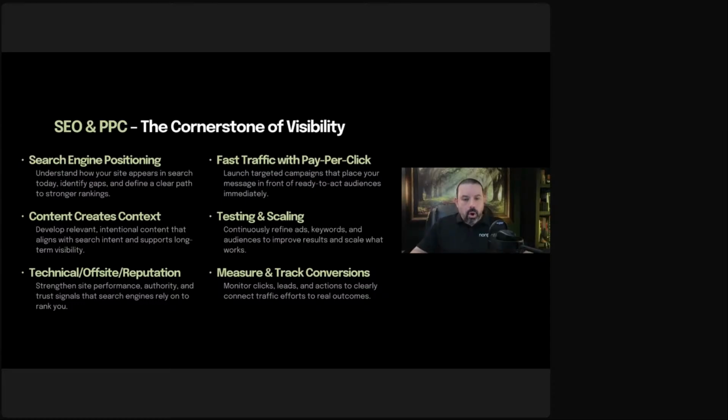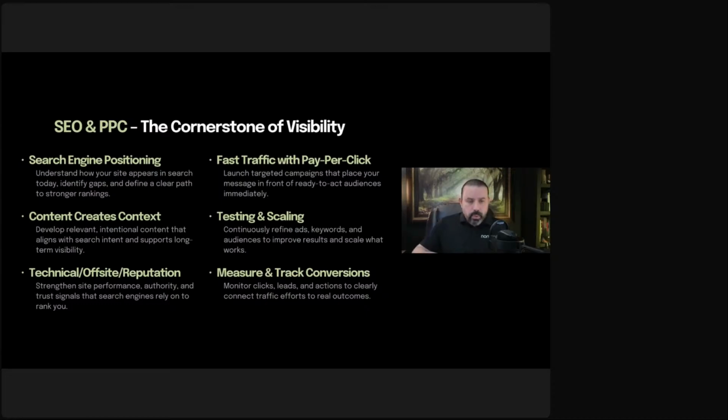Technical, offsite, and reputation. These are all pieces of the SEO puzzle, making sure the technicals are right, that we're using the right H1 tags and that we're using alt tags for our images, all the geek stuff; the offsite stuff where we're talking on social media, we're on Reddit, we're on all those other websites that might mention us; and then reputation management, making sure that we're getting reviews and that people are talking about our organization so that the search engines understand that we're important and they know to recommend us.